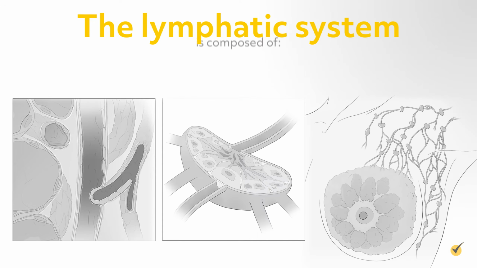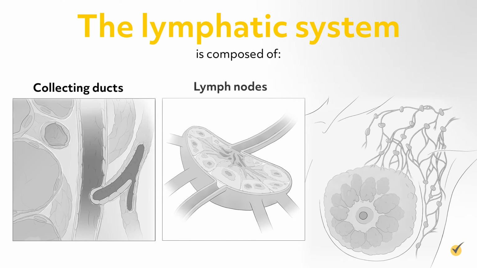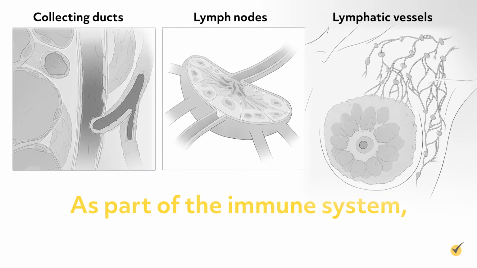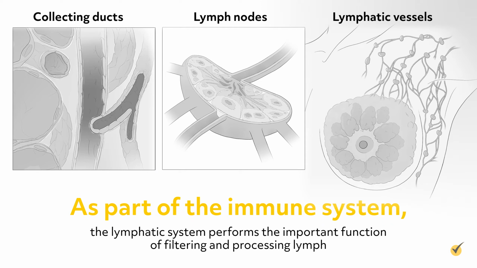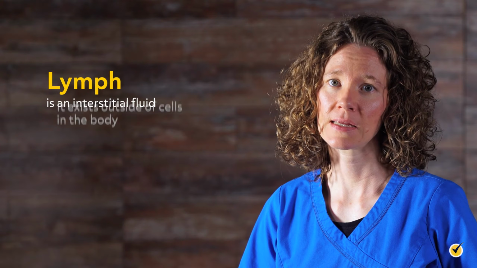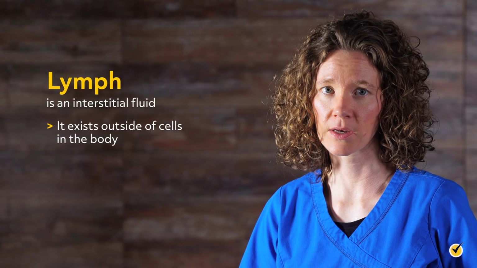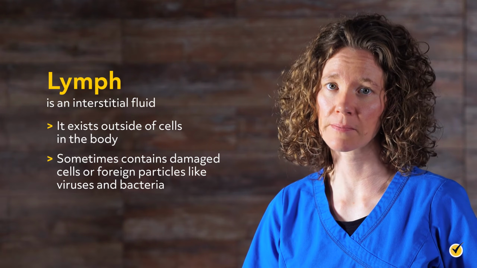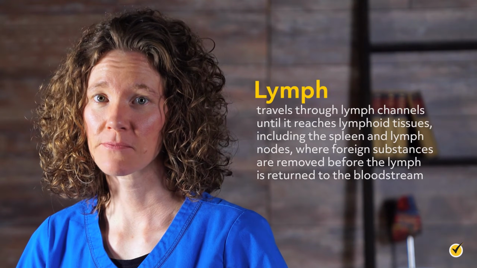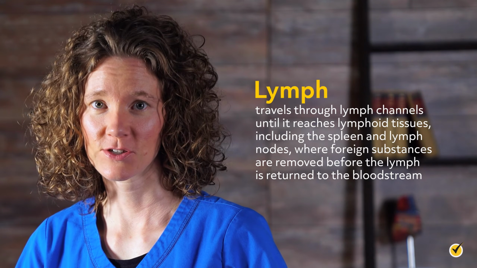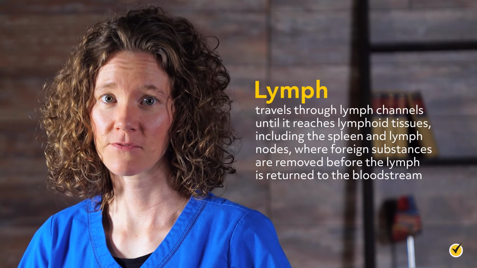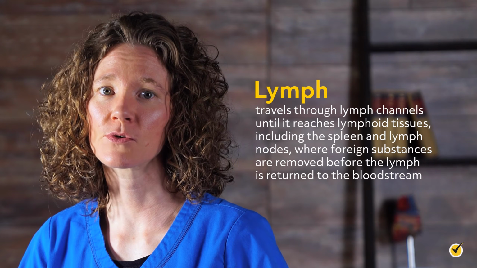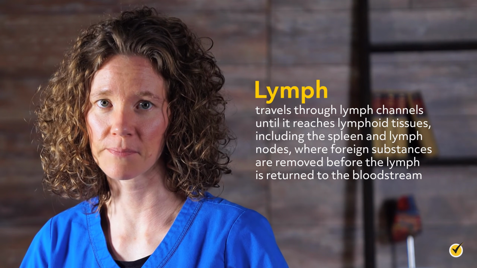The lymphatic system is composed of collecting ducts, lymph nodes, and lymphatic vessels. As part of the immune system, the lymphatic system performs the important function of filtering and processing lymph. Lymph is an interstitial fluid, meaning it exists outside of cells in the body, and sometimes contains damaged cells or foreign particles like viruses and bacteria. Lymph travels through lymph channels until it reaches lymphoid tissues, including the spleen and lymph nodes, where foreign substances are removed before the lymph is returned to the bloodstream.